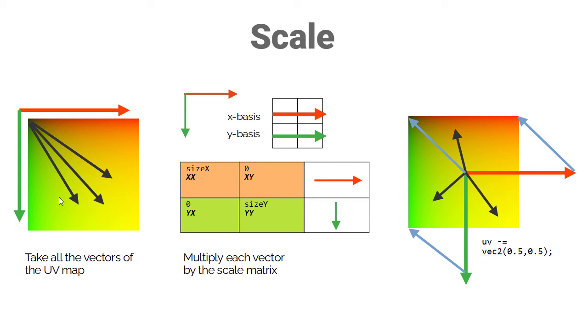Scale is much like rotation, but the matrix is different. You can notice that the matrix is close to the identity matrix. Just two values change: the x component for the x basis and the y component for the y basis. This time, the pivot point is mandatory. It's not optional as in the case of rotation.